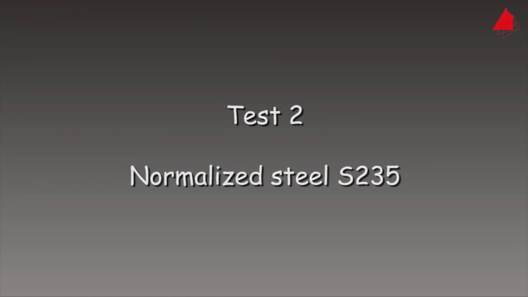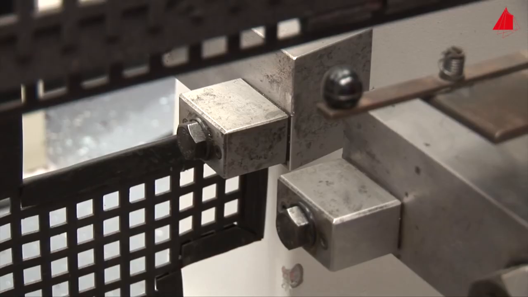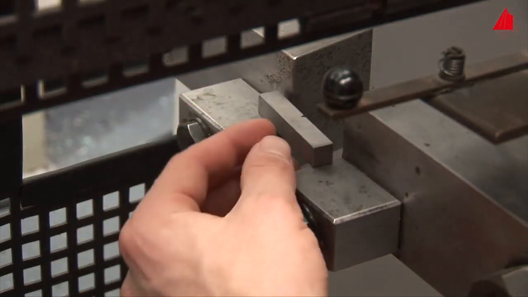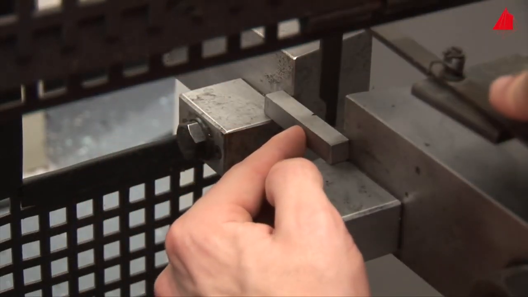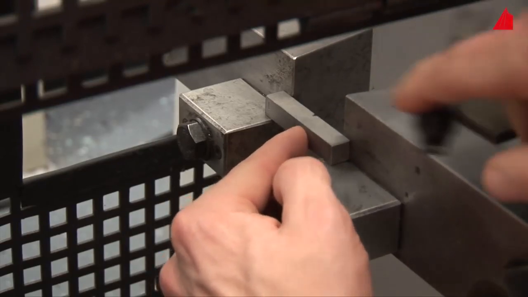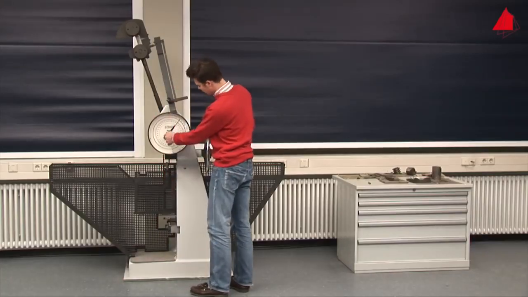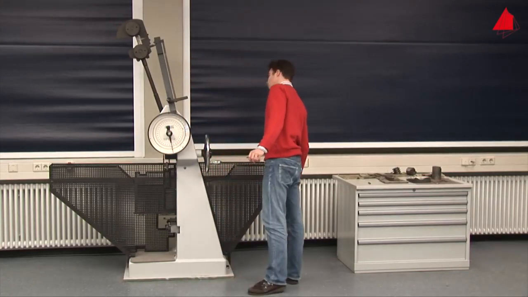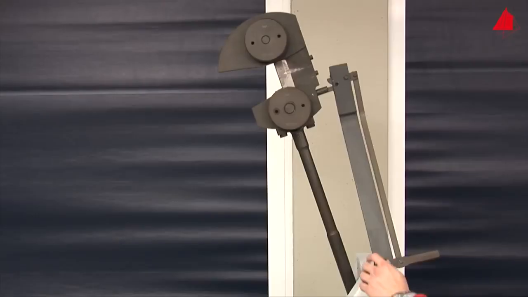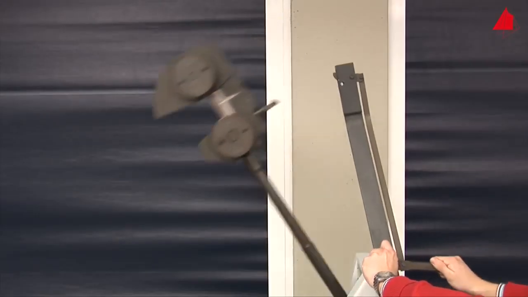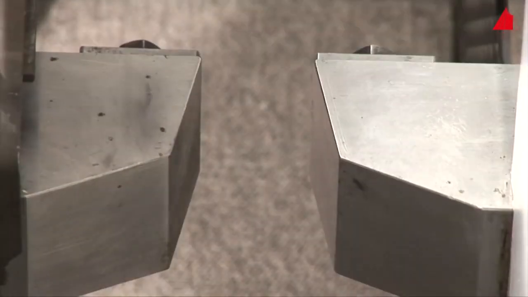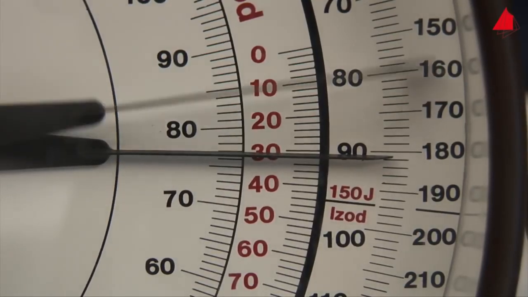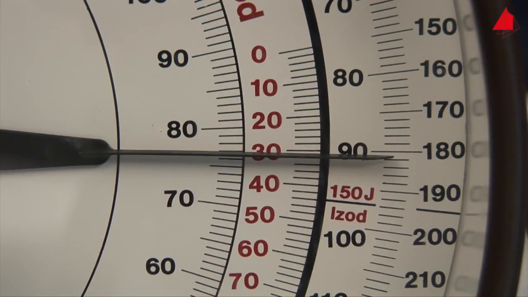Second test. The second specimen has been made from normalised steel S235. It is also placed on the support and centred. The tester turns the drag indicator to its starting position, rechecks all safety measures and releases the pendulum. This time the impact sounds much deeper and richer. An impressive energy of 182 joules has been absorbed by the specimen.